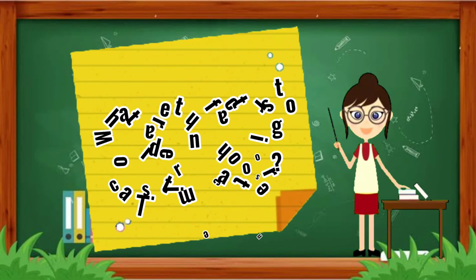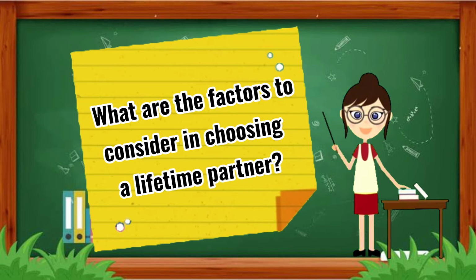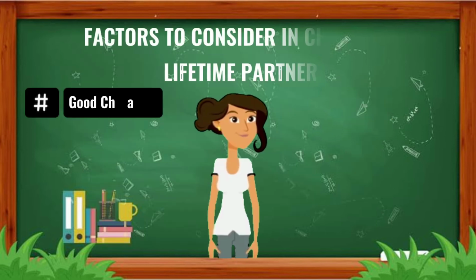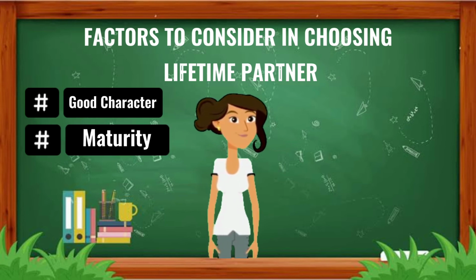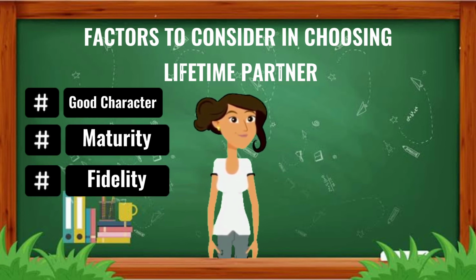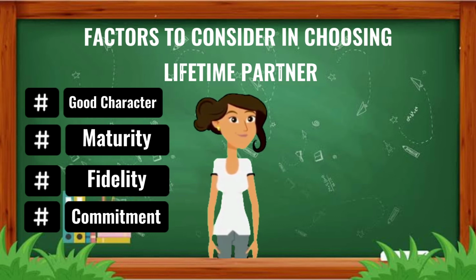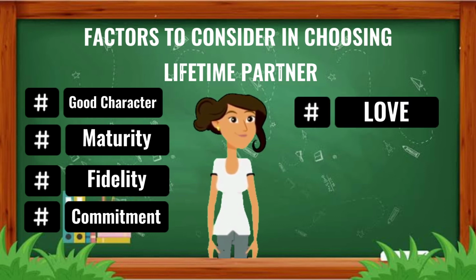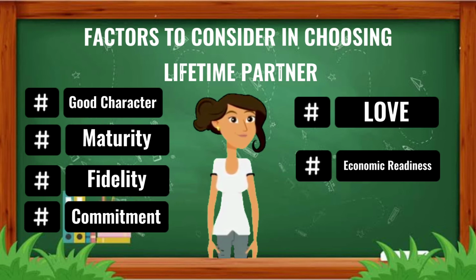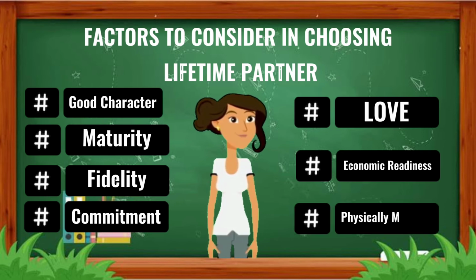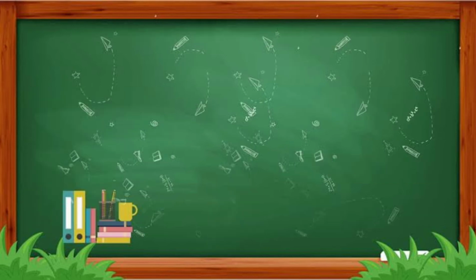What are the factors to consider in choosing a lifetime partner? 1. Good character. 2. Maturity. 3. Fidelity. 4. Commitment. 5. Love. 6. Economic readiness. And 7. Physical maturity.